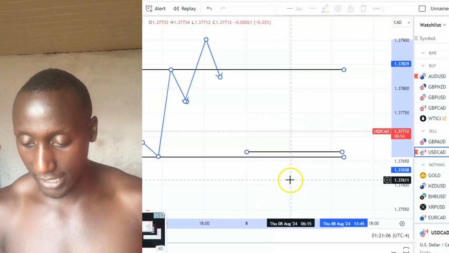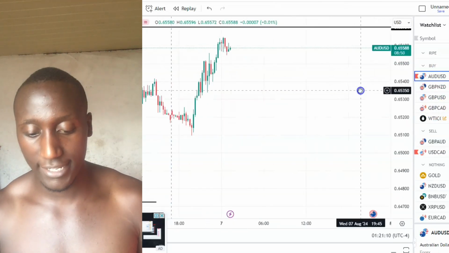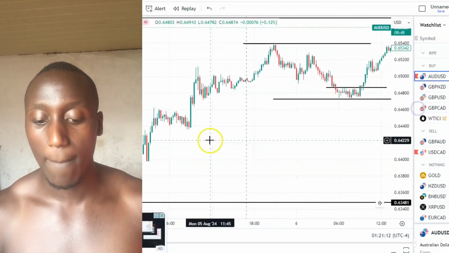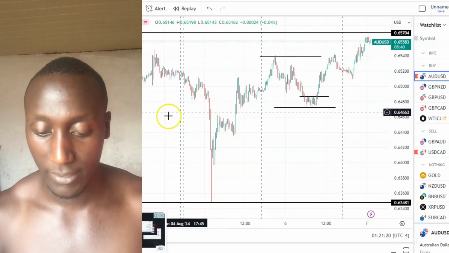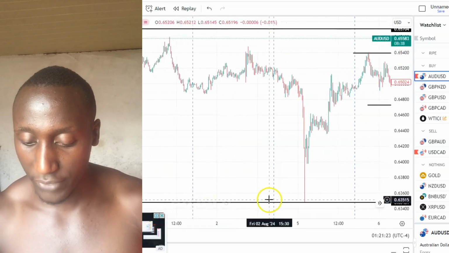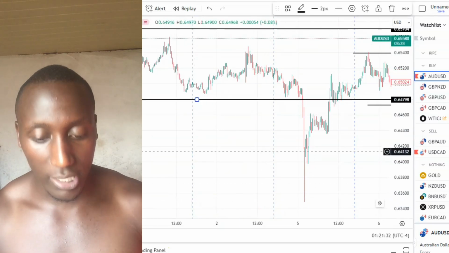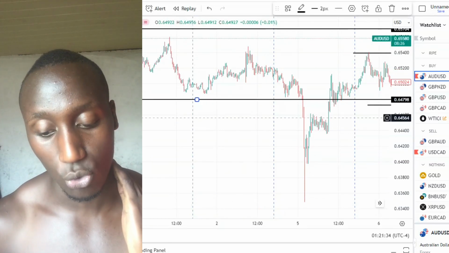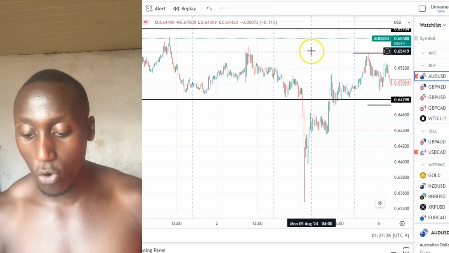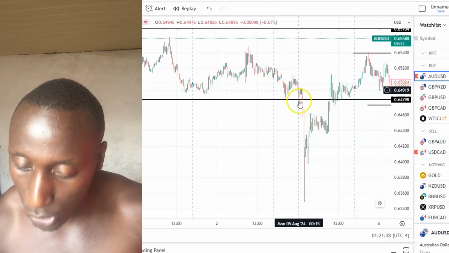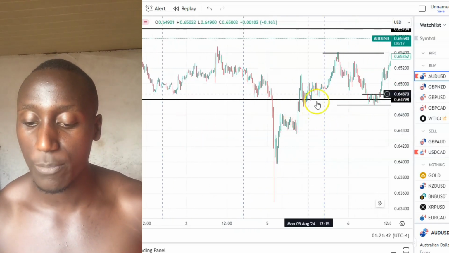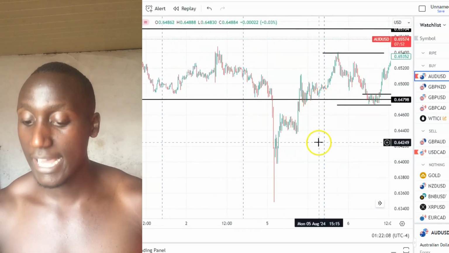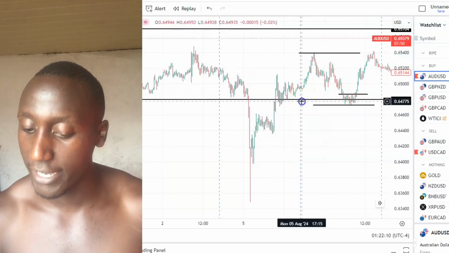So let's look at a real life example. Aussie dollar yesterday gave us a very beautiful buy setup. So how did we arrive at this buy setup? First things first, we identify the high and the low of the week. Now, the low of the week was actually set on Wednesday, and then on Monday, price broke below the low of the previous week and closed back inside of the range. So that is a buy signal for the next day.